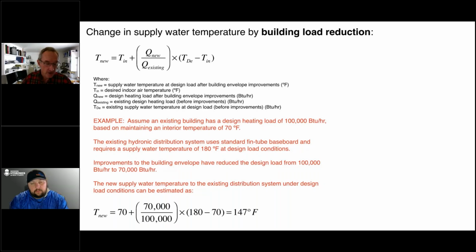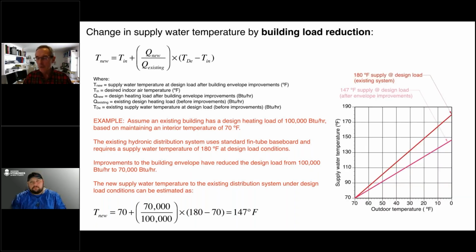You can see this down at the bottom there. We're trying to maintain 70 degrees inside. Our new load is 70,000. Our existing load prior to those envelope improvements was 100,000. And then in parentheses there, we've got 180 minus 70. The 180 was the original supply water temperature. And again, 70 would be the air temperature we're trying to maintain. You run that through the calculator, we get 147 degrees is our new temperature.